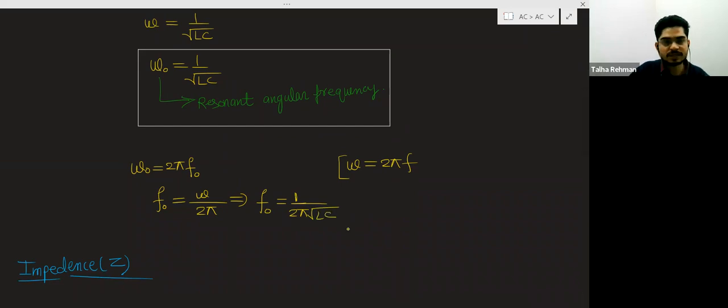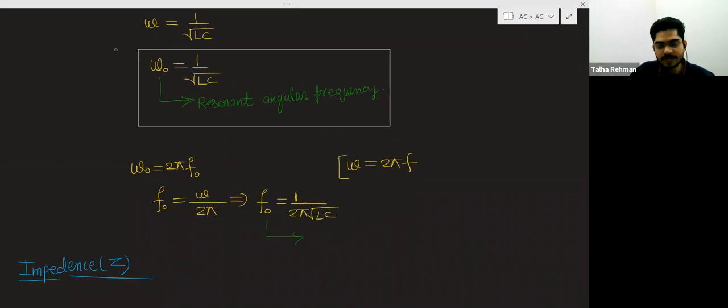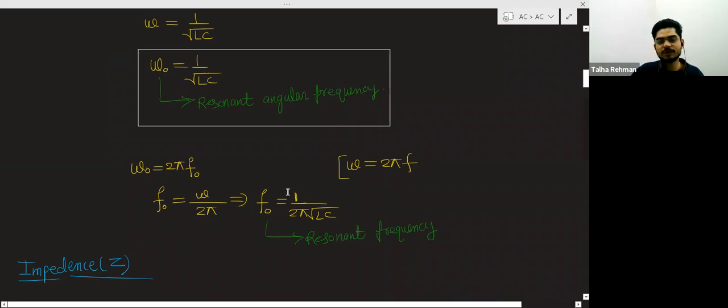So what is this? This is the frequency at resonance, also known as the resonant frequency. If someone is asking what the resonant frequency is, the formula is very easy. You can say 1 upon 2 pi under root of L into C. What is L? Inductance. What is C? Capacitance.